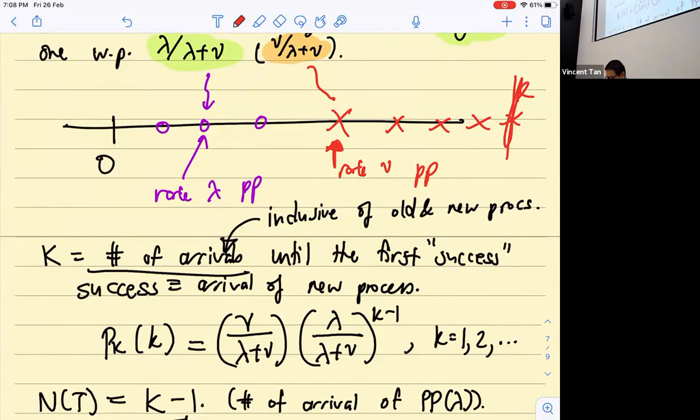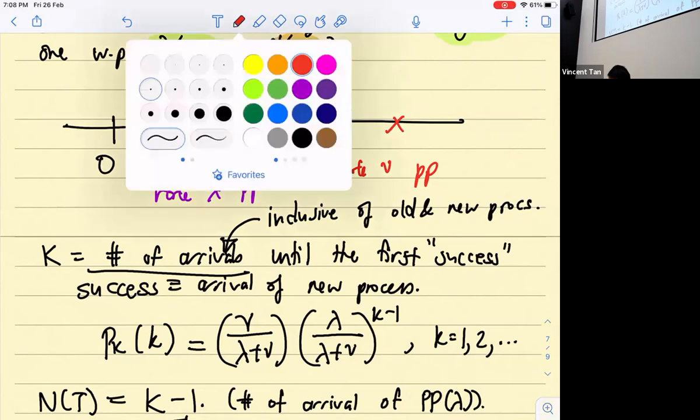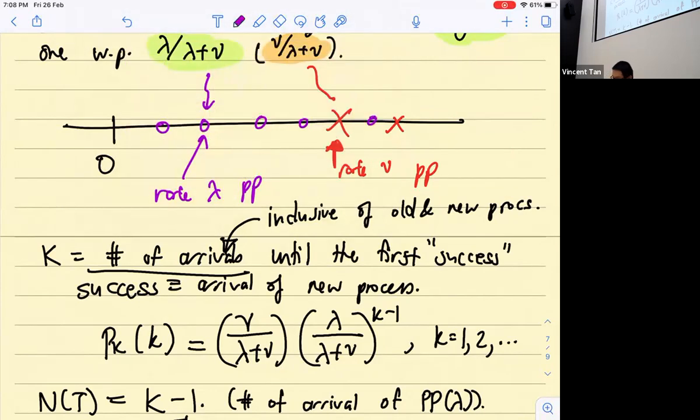Okay, you understand? So suppose we consider an Erlang random variable of order 2. Then we have this situation. How many purple circles come before the second arrival of the new process? That random variable is called a negative binomial. It is a generalization of the geometric. So we can make up several interesting situations like this.